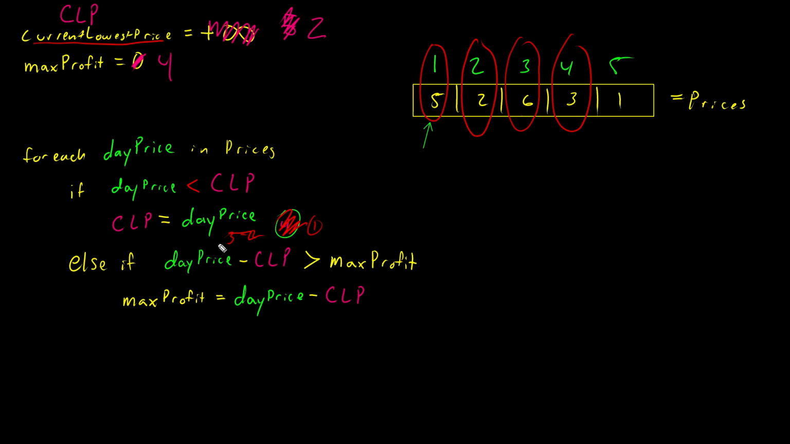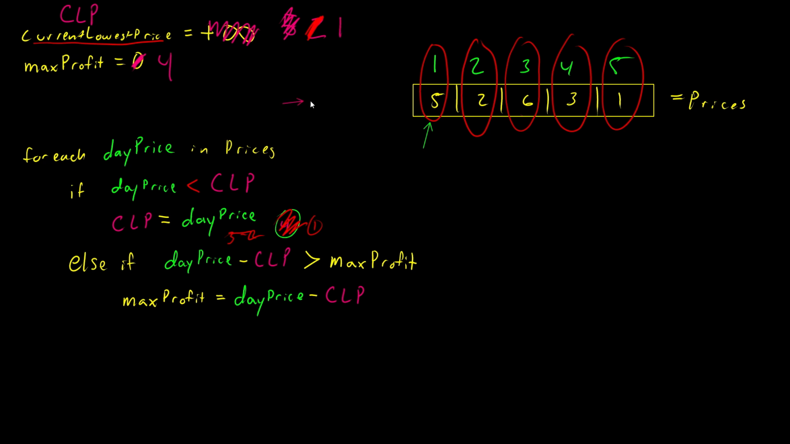So let's move on to day 5. On day 5, the price is $1. We say, hey, the day price is $1. Is 1 less than our current lowest price? Is 1 less than 2? Well, yes. So let's change our current lowest price to today's price, which is 1, because I will always want to buy my stock when it's at its lowest. So I'm going to update this to 1. So our current lowest price is $1, right?